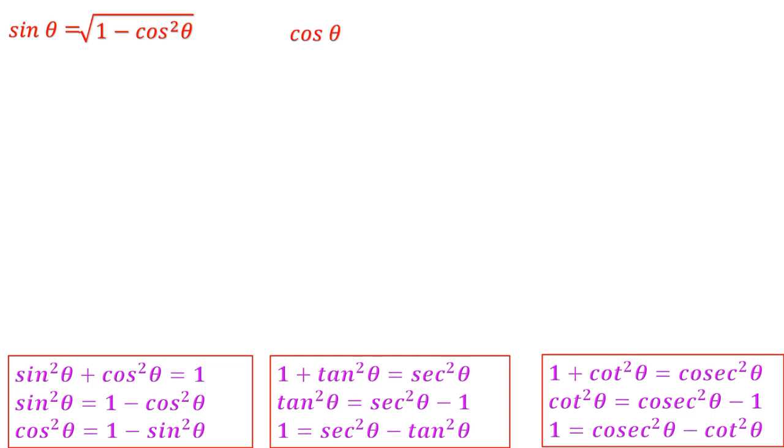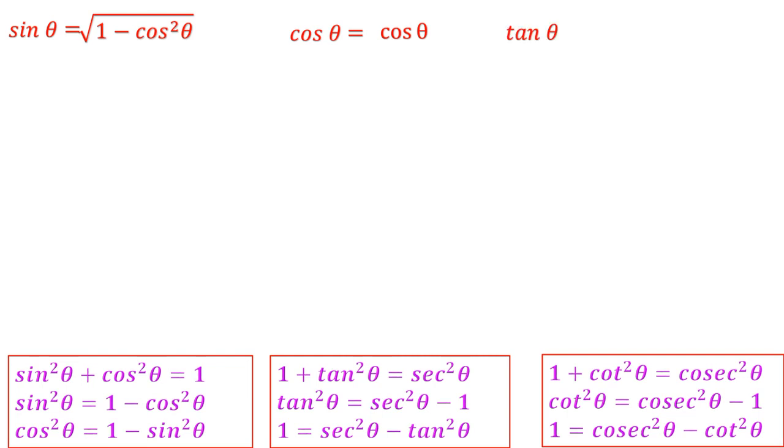Next one is cos theta only. That is equal to cos theta, because we are expressing all the trigonometric ratios in terms of cos theta. Now we got sin theta and cos theta in terms of cos theta. Now the remaining ones are easy.